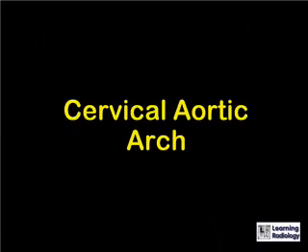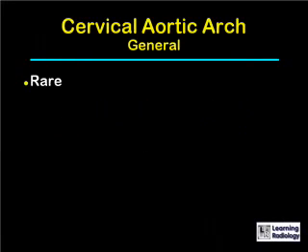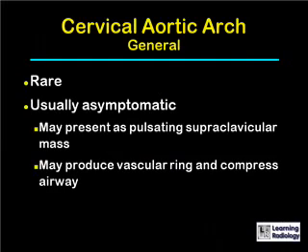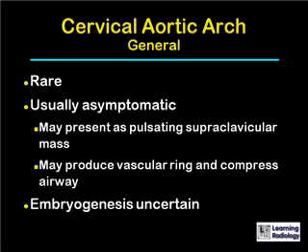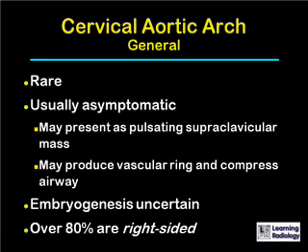Cervical aortic arches. In general, they're quite rare. They're usually asymptomatic. They can present as a pulsating supraclavicular mass, or they can produce a vascular ring and compress the airway. Their embryogenesis is uncertain. Most cervical aortic arches are right-sided.